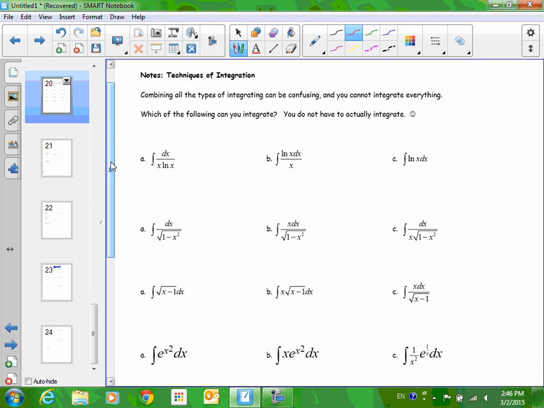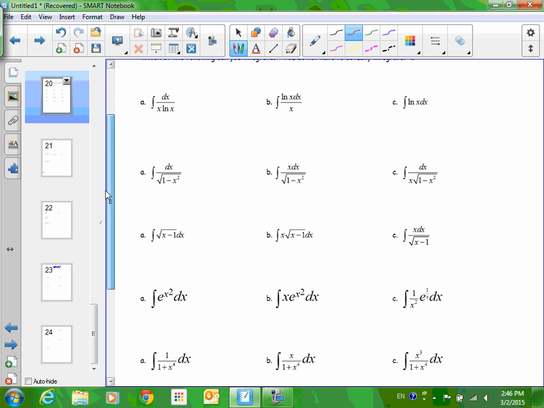Not everything can you actually integrate. And I don't mean you, I mean anybody. Some things just cannot be integrated. Okay, they don't work out. Okay, so we're going to kind of keep that in mind. And I'm going to explain what that means here in a minute, if you're not quite sure.